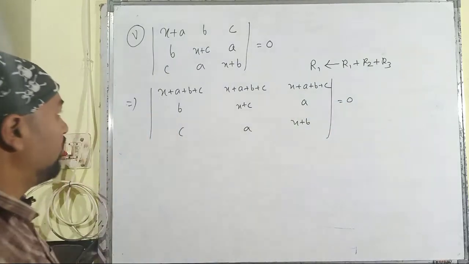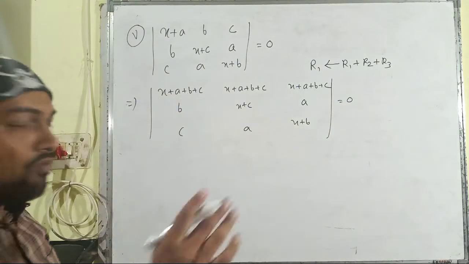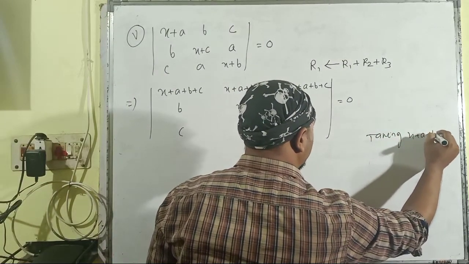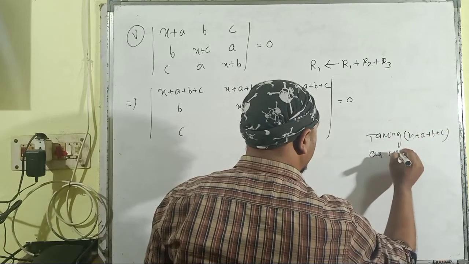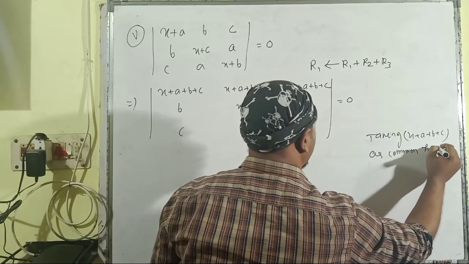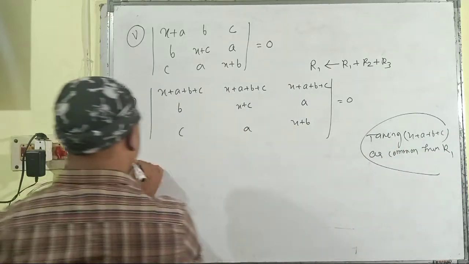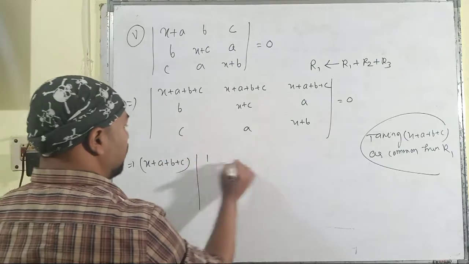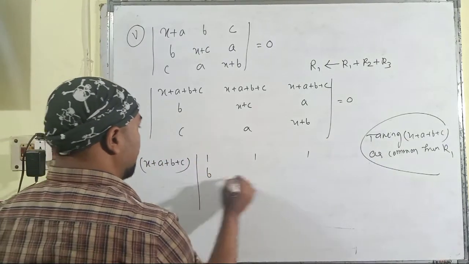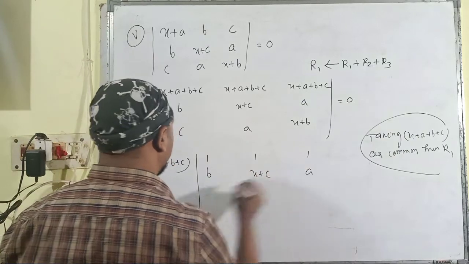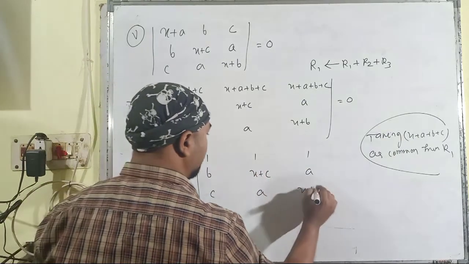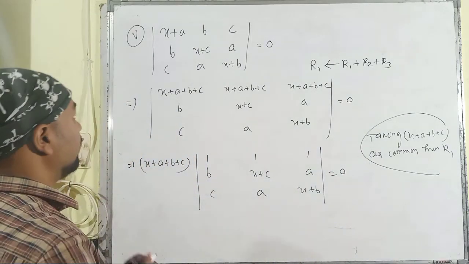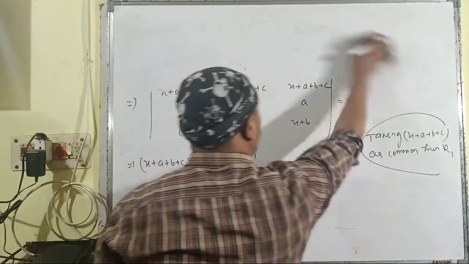Then we have to take the common of x plus a plus b plus c from the row 1. So taking x plus a plus b plus c as common from row 1, we are getting here x plus a plus b plus c and the remaining terms are 1 1 1 in the row 1. Then in the second row b, x plus c, a and in the third row c, a, x plus b. Then you have to just expand this determinant along the row 1. So let us see what we are getting here.